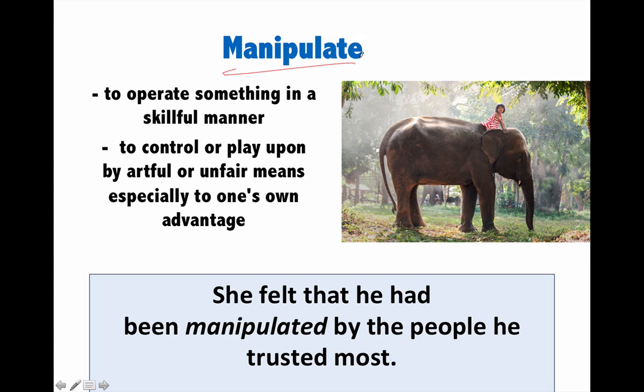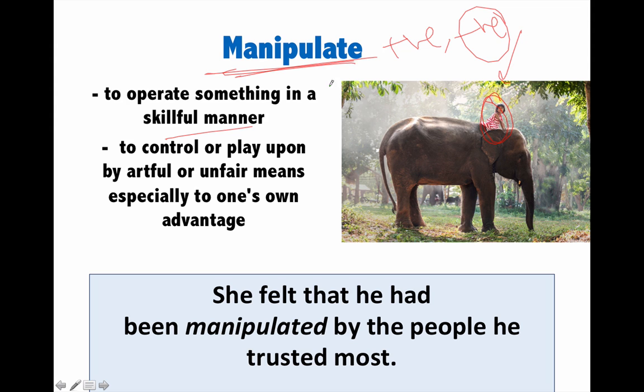Next is to manipulate. This word can be used in a positive sense also and negative sense also. Manipulate means when you operate something in a very skillful manner. For example, an engineer, he manipulates his laptop. It's a positive thing. Look at this girl. She might be a mahout, who knows? A person who rides an elephant is called a mahout. So she might be a mahout, and it is very important that she operates this elephant in a skillful manner, otherwise she might injure herself.